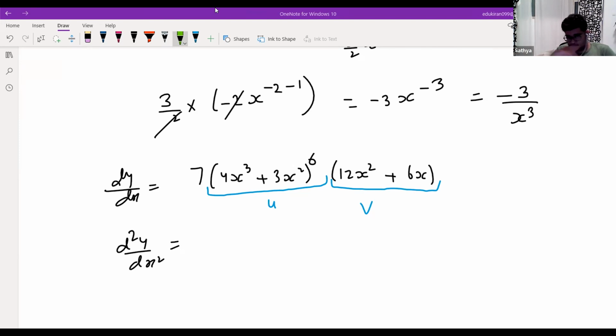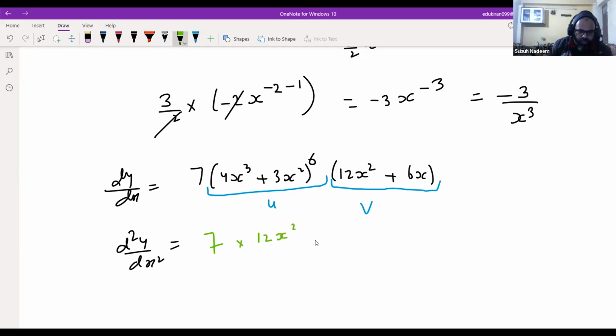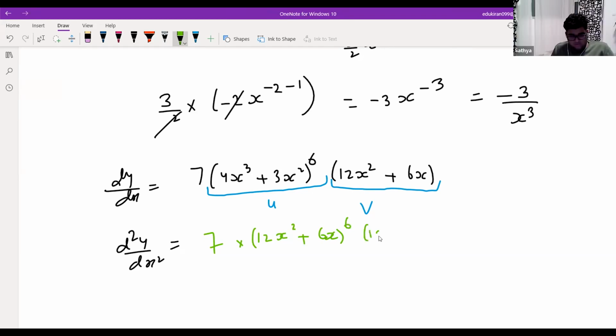So I'm getting 7 into 12x whole square. One second, let me write. You are getting 7 into 12x squared plus 6x, raised to the power 6, into 12x squared plus 6x.